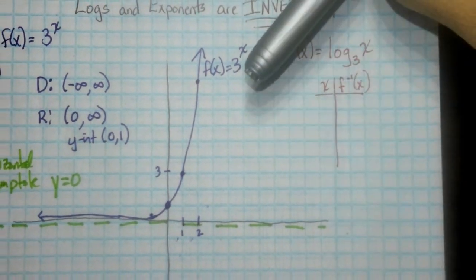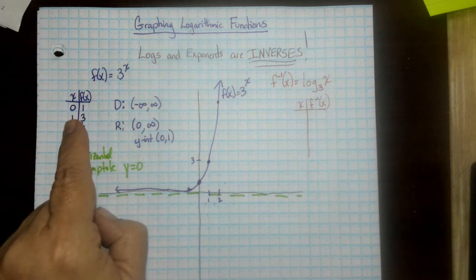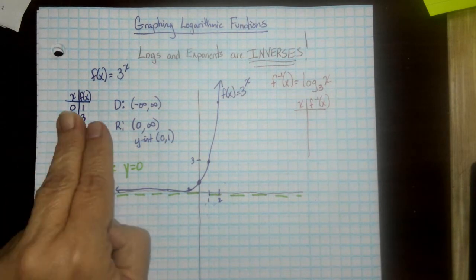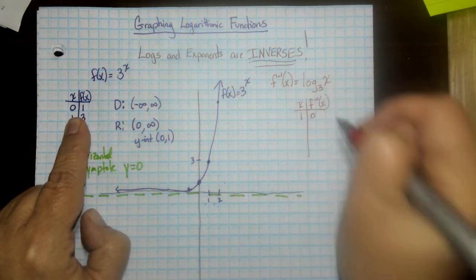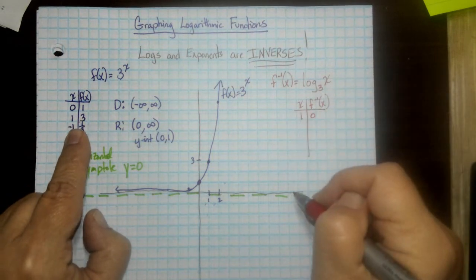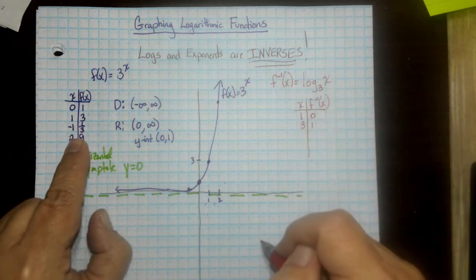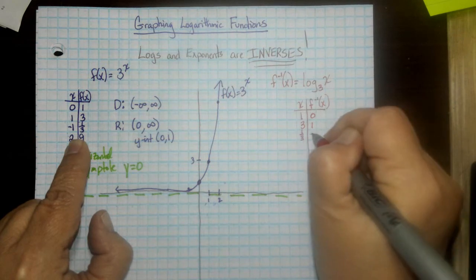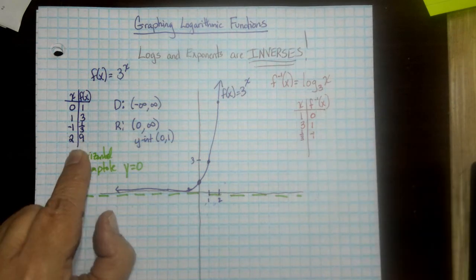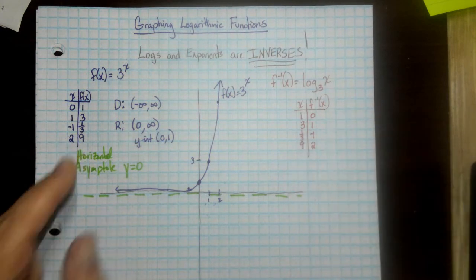And so I'm going to zoom out for just a bit. So all I'm going to do is take these entries in my exponential table and flip them. So instead of 0, 1, I'm going to have 1, 0. Instead of 1, 3, it's going to be 3, 1. Instead of negative 1, 1/3, it'll be 1/3, negative 1. And instead of 2, 9, it's going to be 9, 2.